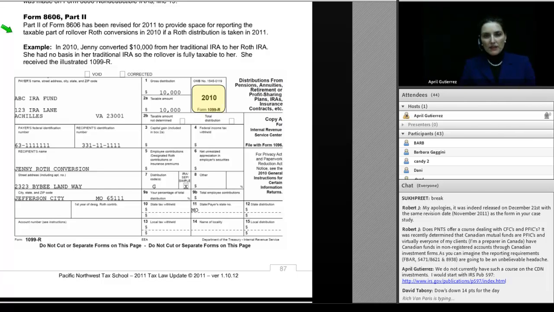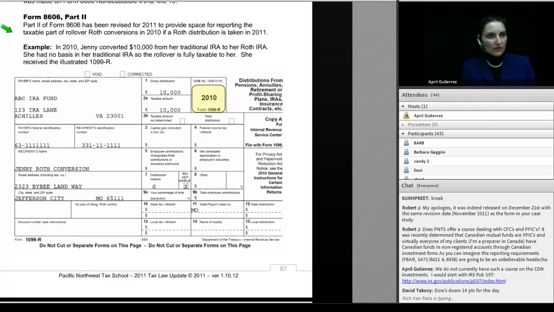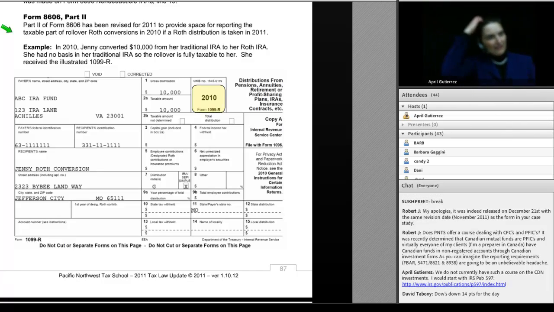So the 8606 has been revised to accommodate that. But let's suppose you did that conversion in 2010, and then in 2011 you pull the money out. Or in 2010 you did the conversion, and in 2010 you pulled the money out. I had a client do that real early in the tax season last year. I did a Roth conversion, and then I took it out of the Roth. That made me scratch my head.